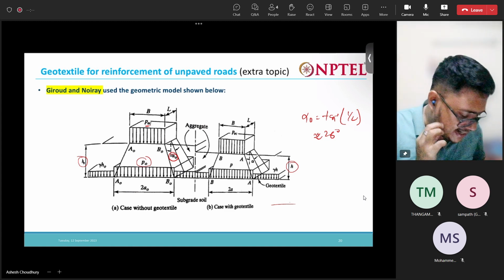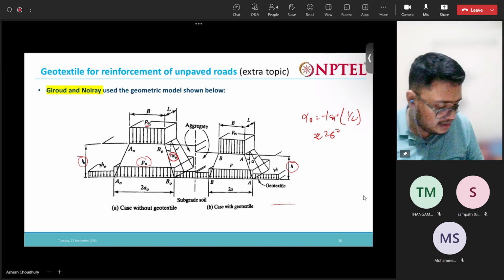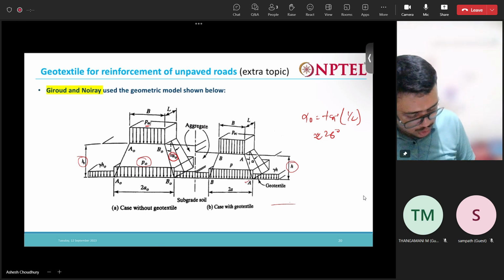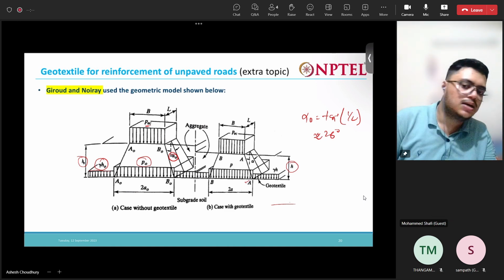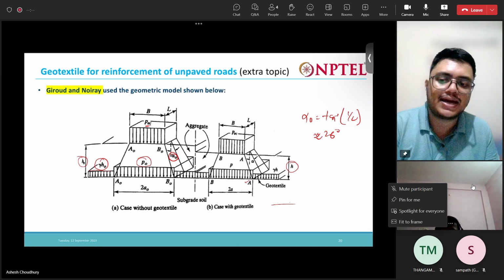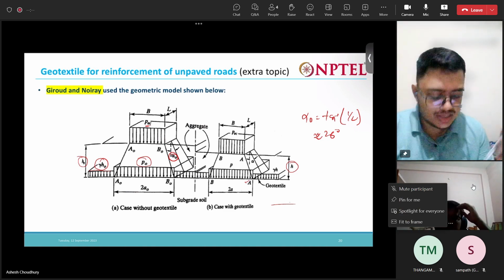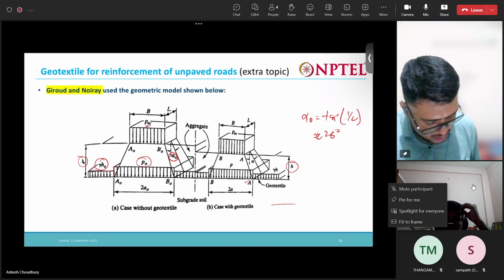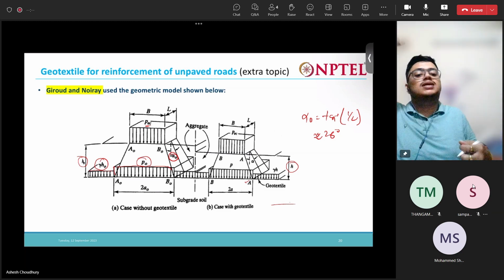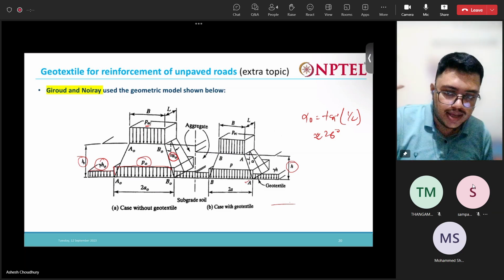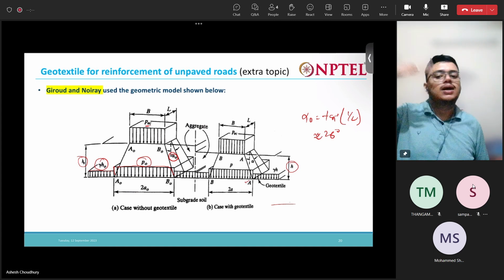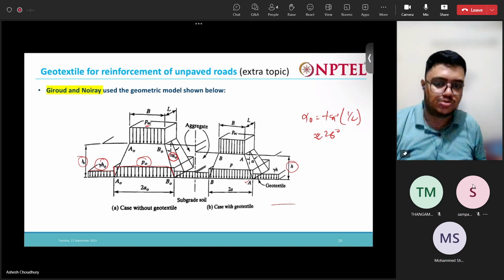Similarly, when we are using geotextile, the same thing will happen. This gamma times H naught is the overburden pressure of the soil, and at this portion P naught is acting. This P naught includes the overburden pressure, gamma times H naught, and the pressure coming from the wheel loads.